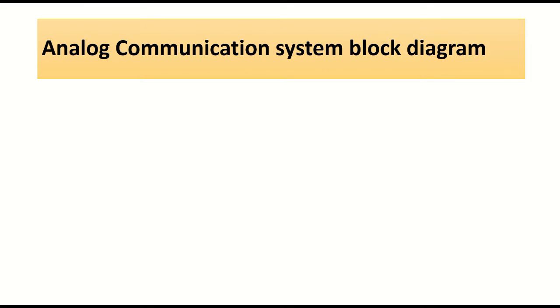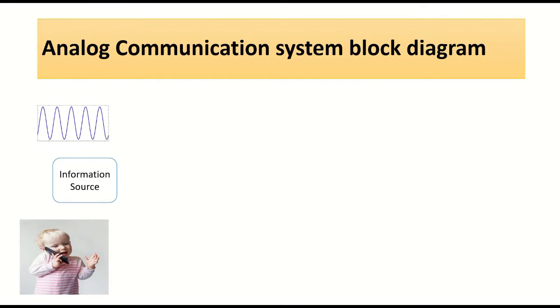Let us see the block diagram of analog communication system. When you want to transfer something, what you require is a source to generate the information. Let's say right now I am speaking or conveying some information to you, so my voice is going to be the information and I am going to be the information source. There may be different types of information source.